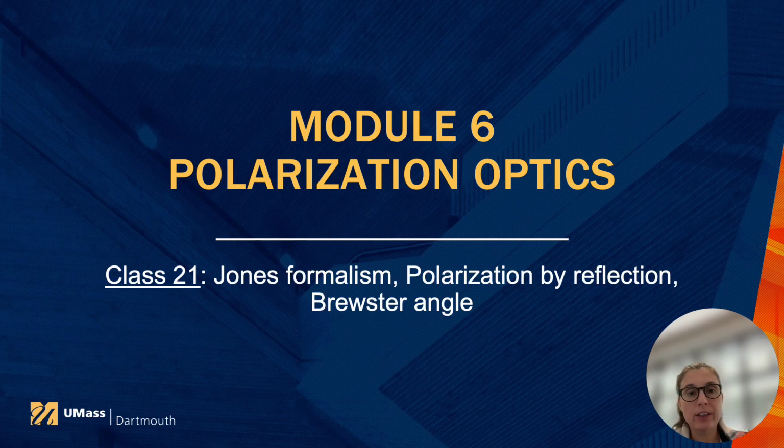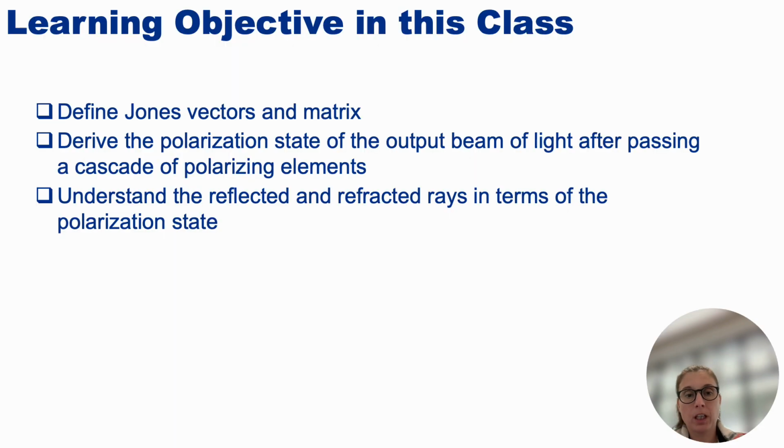Hello, this is the third and last video of the module Polarization Optics for the course ECE 513 Intro to Optics and Photonics. Today's class is about defining Jones vectors and their matrices. We're going to derive the polarization state of an output beam of light after passing a cascade of polarizing elements. So the elements are going to be defined by the Jones matrix.